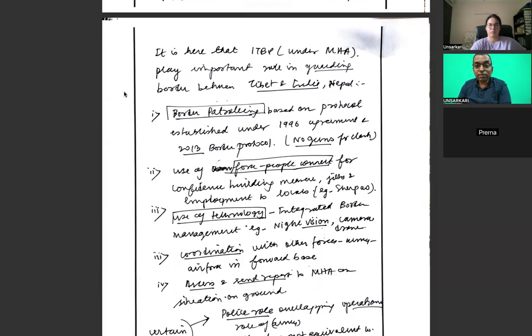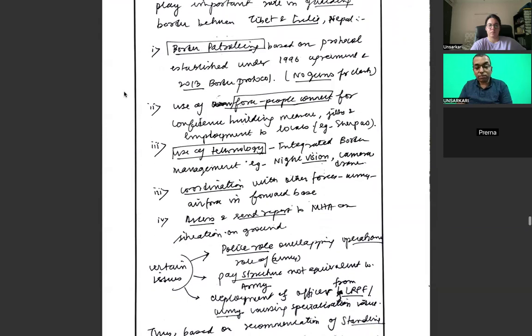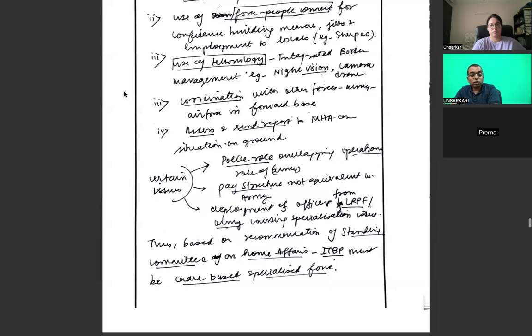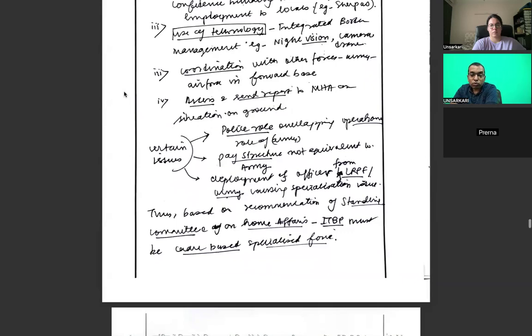It is here that ITBP plays a very important role. Border patrolling. So ITBP is the center of the answer, rather than the rest, bringing it to the end. Border patrolling established under the 1996 agreement and the 2013 border patrol. Use of force, people connect for confidence building is a good point. Like Sherpas, use of technology, integrated border management, night vision, camera, drone, coordination with other forces, and then access and send report to MHA on the ground situation. Certain issues, police role, overlapping operation role is a very good point.